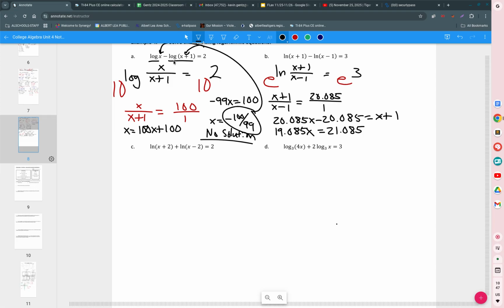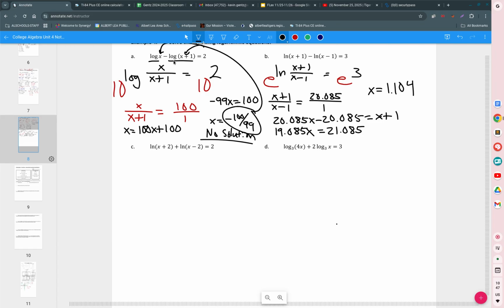Solve by dividing both sides by 19.085. Can somebody tell me what they get? 1.104. Very good. We'll leave it with that.